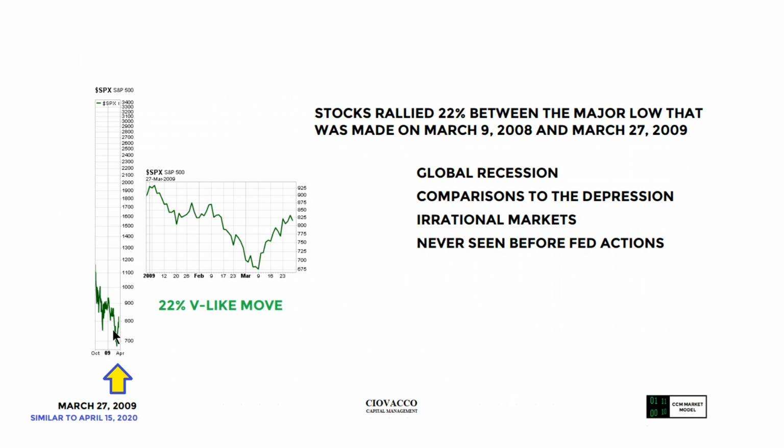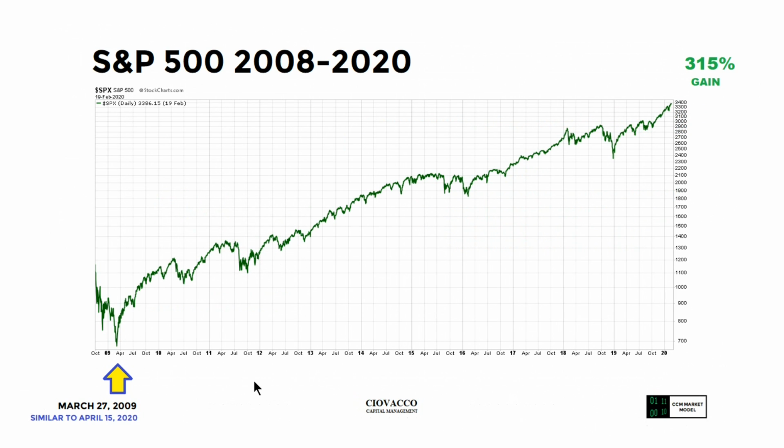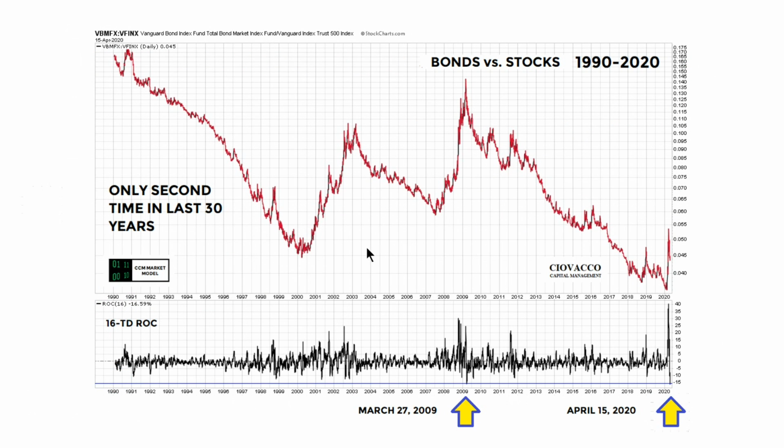Major decline in the rearview mirror, a 22% V-like move off the bottom, global recession, comparisons to the Depression, talk of irrational markets, and a long list of never-seen-before Fed actions in this period. And yet, despite all of that, the market continued to surprise on the upside in the coming years. Before we move to the next chart, very, very similar concepts.